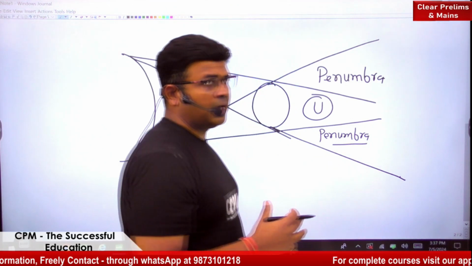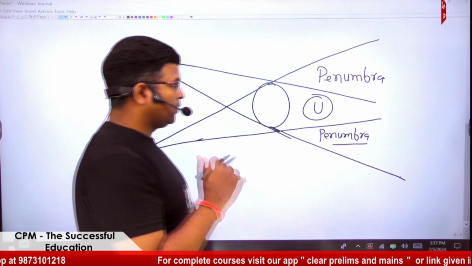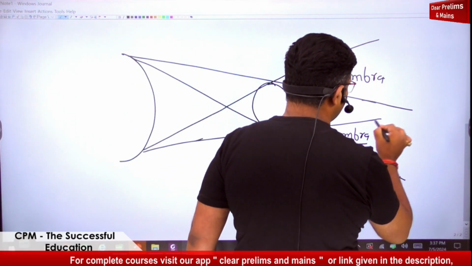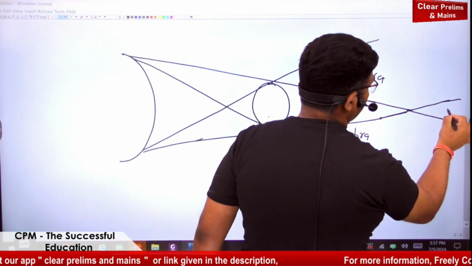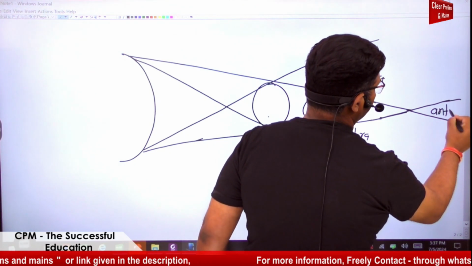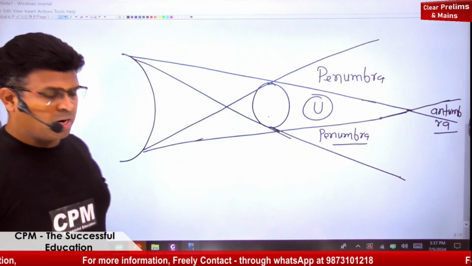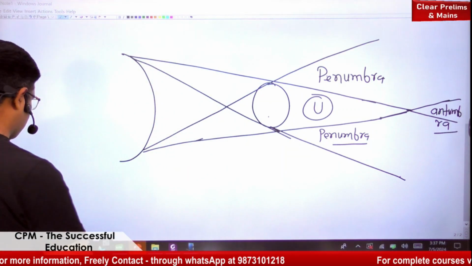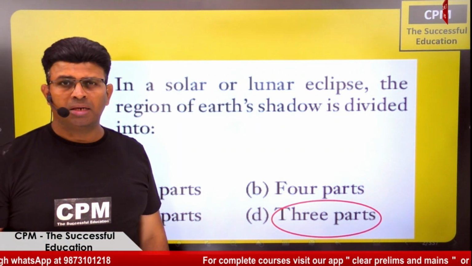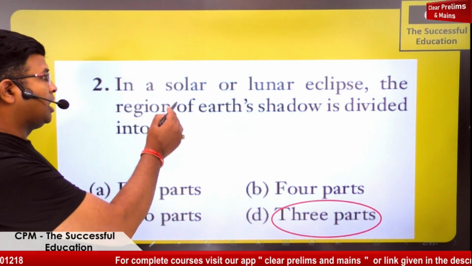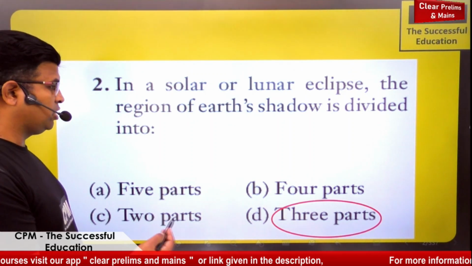It is diffuse light, some amount of light will be there, not completely dark. Thereafter another portion is there, when these lights are moving from the moon and intersecting, after that some light will be available in this region, which is known as antumbra. Therefore we have 3 parts: umbra, penumbra and antumbra. In a solar or lunar eclipse, the region of Earth's shadow is divided into 3 parts.